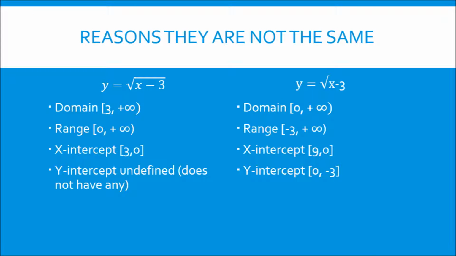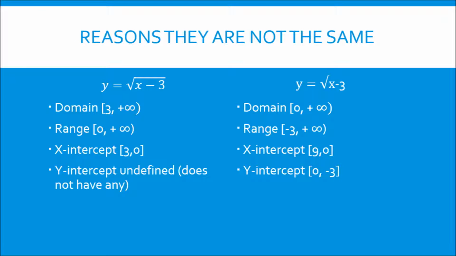Now, these functions are not the same, and some of the reasons is that the domain in the first function is 3 to positive infinity, while in the second function, the domain is 0 to positive infinity. So these numbers do not match up. So right off the bat, these functions don't have the domain in common. What about the range? Well, the range in the first function is 0 to positive infinity, while the range in the second function is negative 3 to positive infinity. So once again, these functions don't have anything in common.